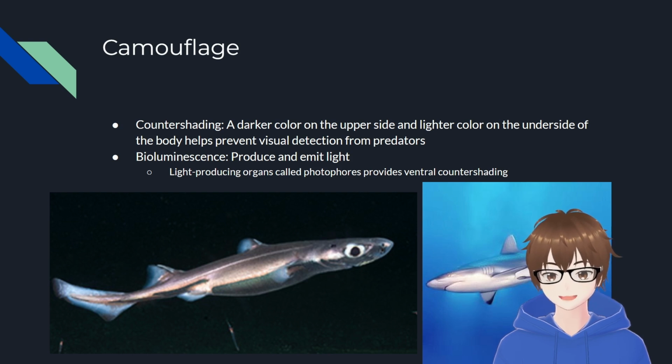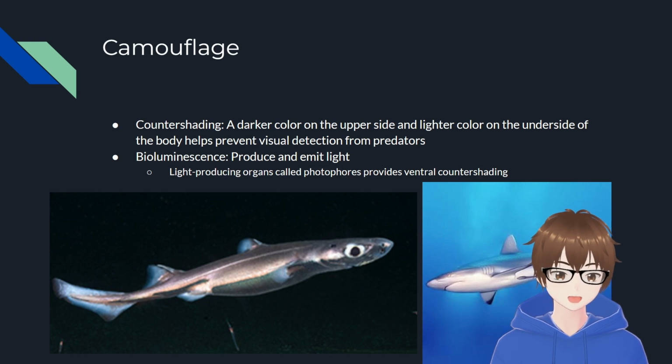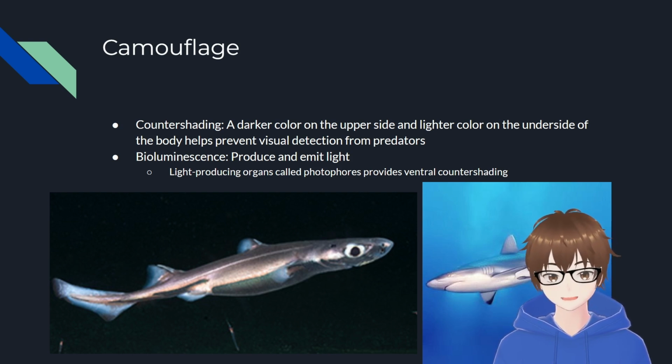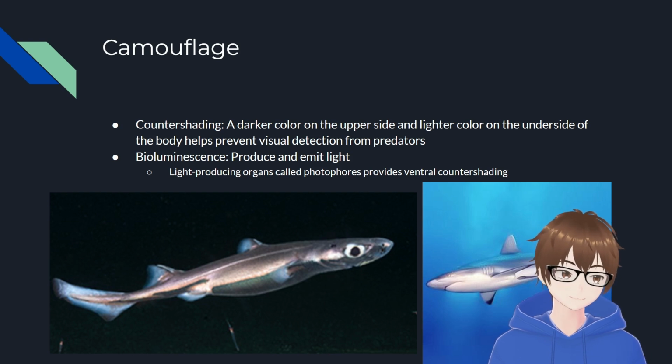So if you're looking at a shark from below and looking up, the white underside might kind of blend in with the color of the sun rays on the top of the ocean surface. Whereas if you're looking from above down at the shark, the grayish darker color will kind of blend in with the darker colors of the deeper ocean.